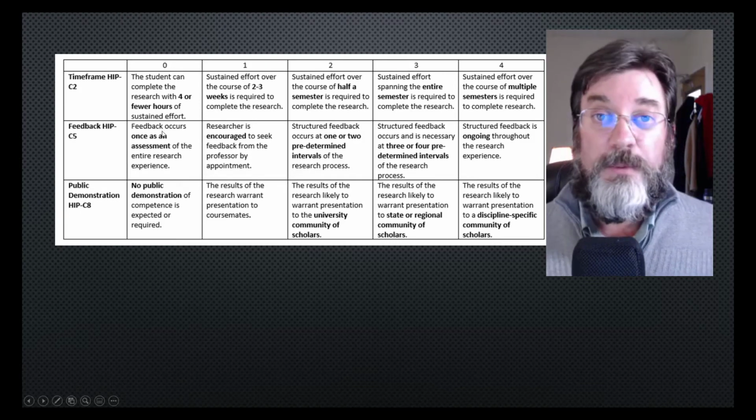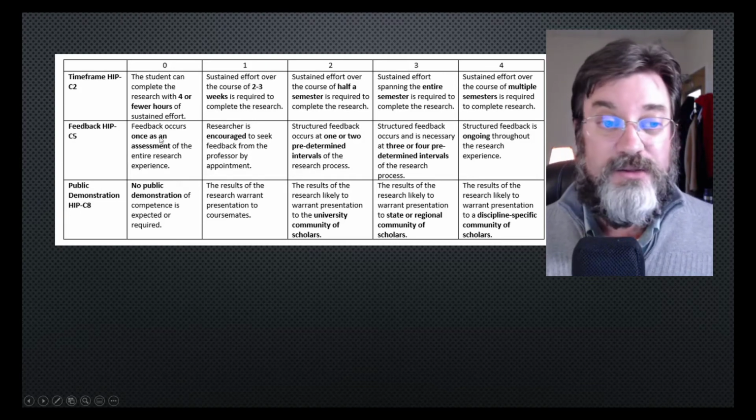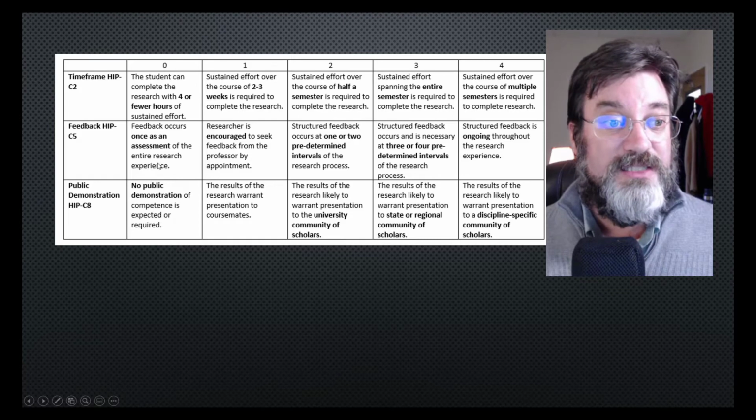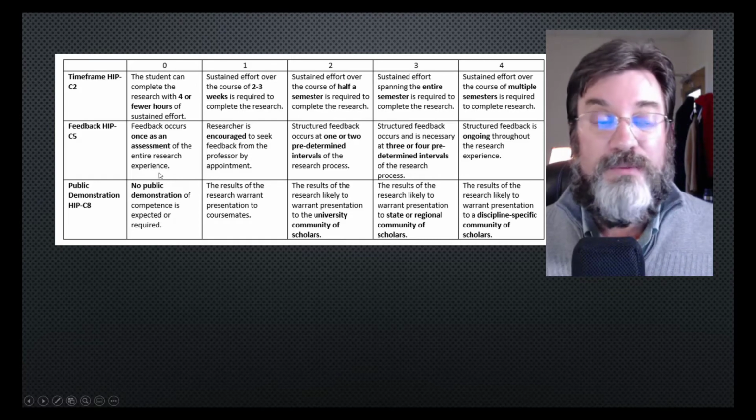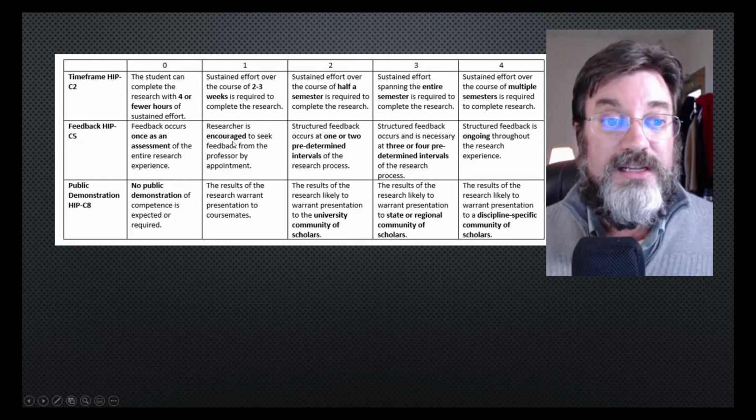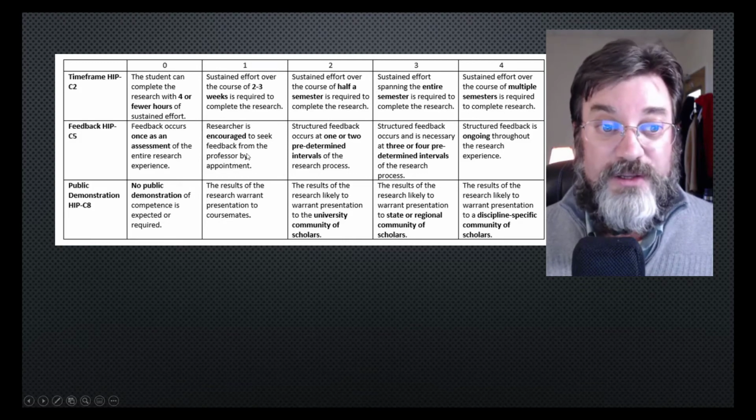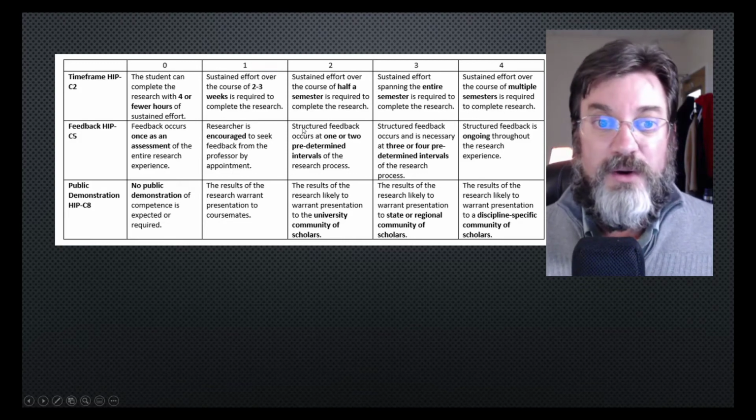Feedback. This is feedback from the professor to the student as they are conducting the research. Feedback occurs once as an assessment of the entire research experience. No, that's just getting graded. Researcher is encouraged to seek feedback from the professor by appointment, but not required.